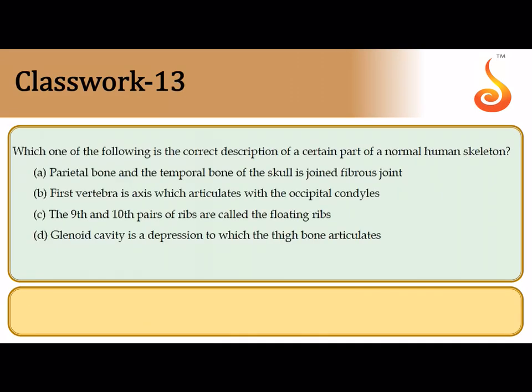Which one of the following is the correct description of a certain part of the normal human skeleton? Parietal bone and temporal bone are joined by suture, a fibrous joint. This type of joint that joins two bones of the skull is referred to as the suture. So yes, this is the correct answer in the given options.